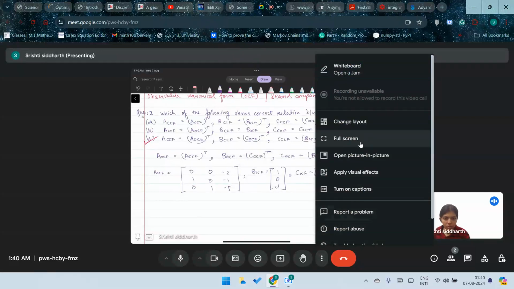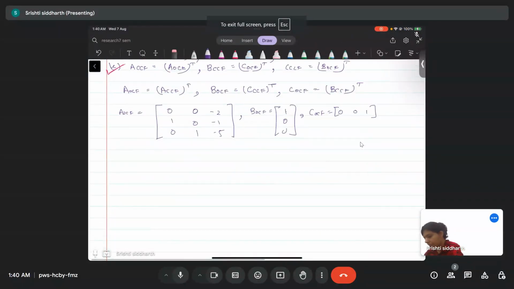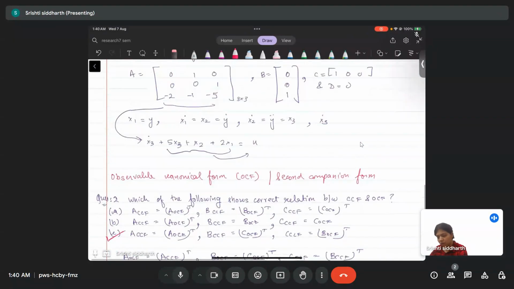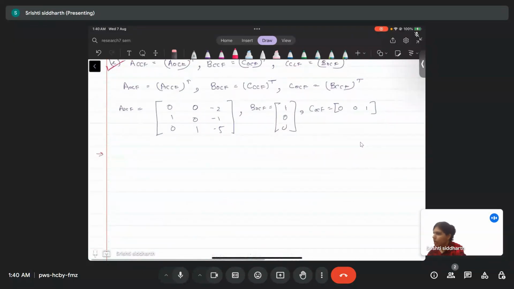Now let's move on to the next topic. Alright, so we have seen that if we have a differential equation of nth order, then how can we obtain the system of first order equations, or the state space model. Now let's see how we can convert a transfer function to the state space model. So let's see conversion of transfer functions to canonical state space models.